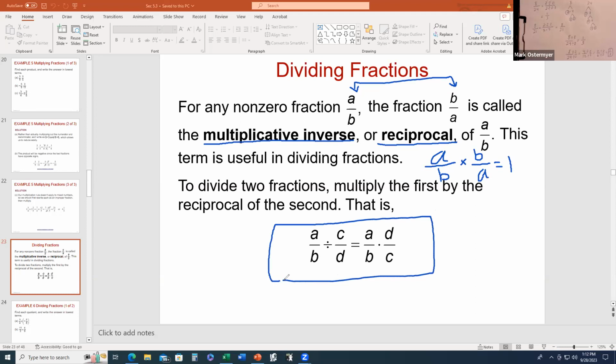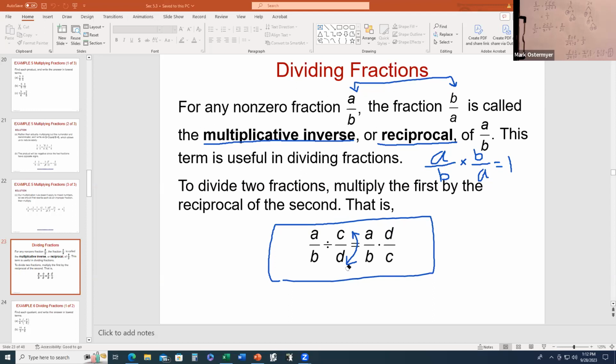When you divide a fraction a over b by a fraction c over d, you change division to multiplication. And then you flip the second fraction upside down. So dividing by a fraction is like multiplying by a reciprocal. So dividing by c over d is like multiplying by d over c.